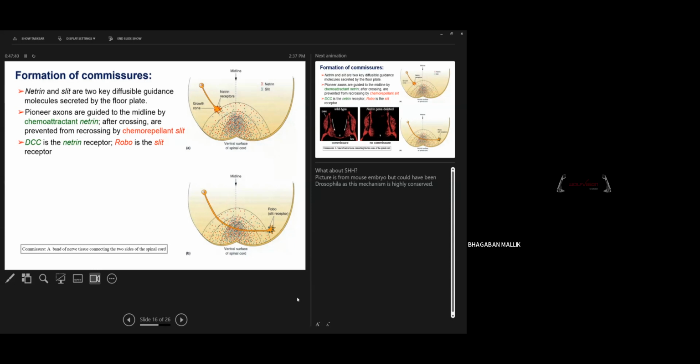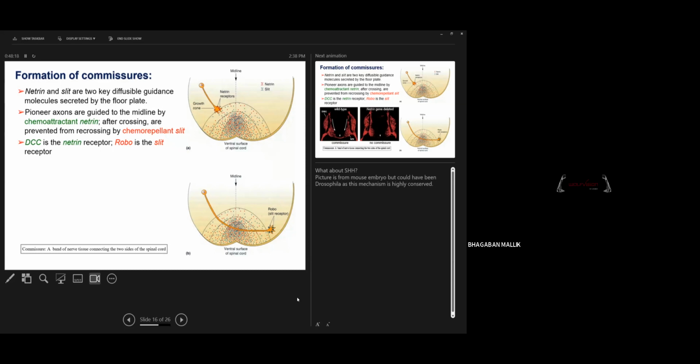And you have the receptor for netrin, which is DCC, and you have the receptor for slit, which is ROBO. Okay, so here this is an example of chemoattractant. This is the two halves of the spinal cord. In the spinal cord you have the molecule either netrin, which is in red, or slit, which is in blue. And here this is a growth cone containing the netrin receptor, and netrin is a positive chemoattractant, a diffusible molecule.